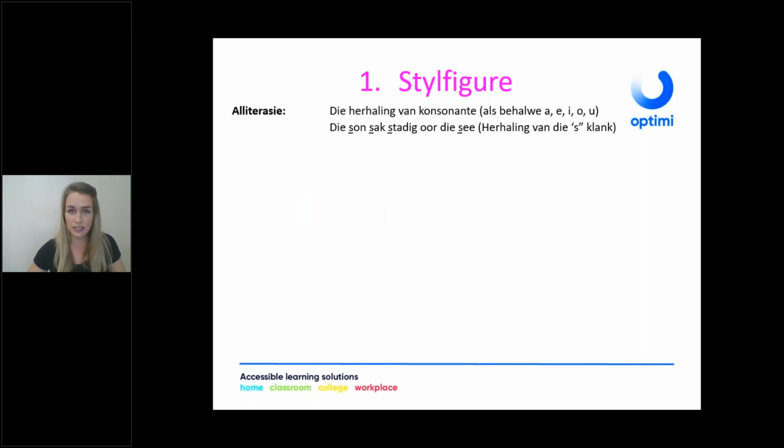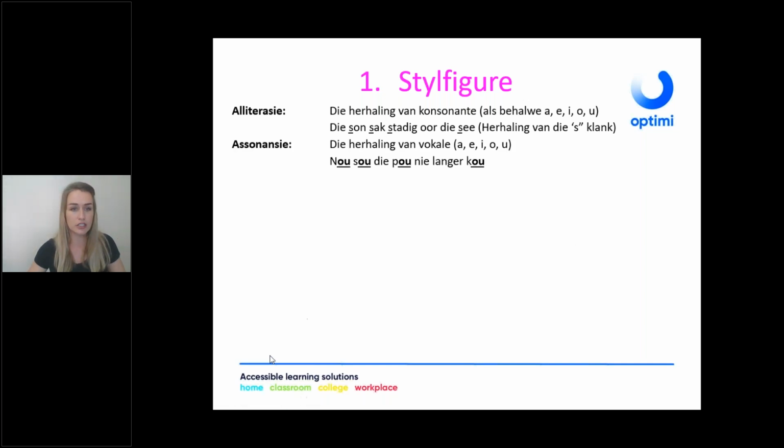Let's just run through. Remember, this is not all the stylfigure and beeldspraak. I'm just covering the most common ones. Die eerste een is alliterasie. Dit is die herhaling van konsonante, the consonants. Alles behalwe, everything except for the letters A, E, I, O, and U. An example of this is: Die son sak stadig oor die see. Can you hear that I am repeating the letter S? That repetition means that we are busy with alliteration.